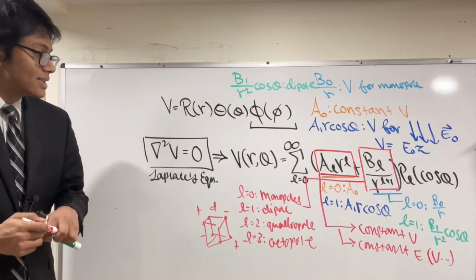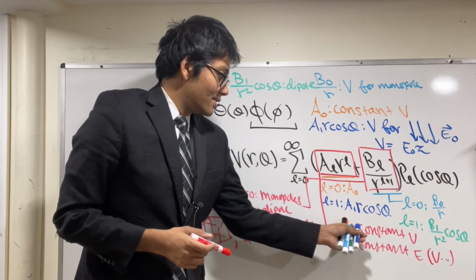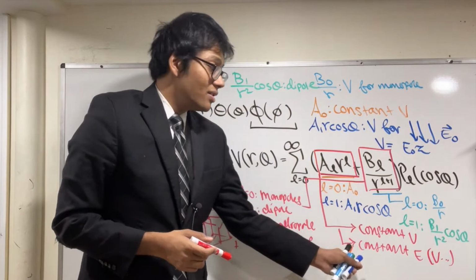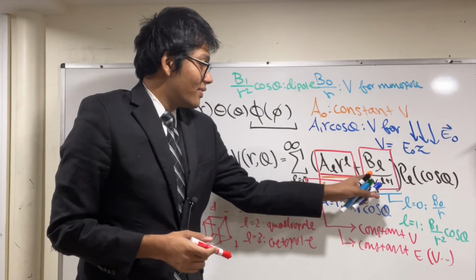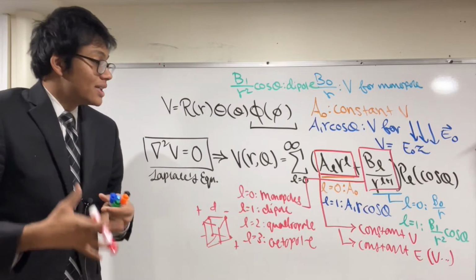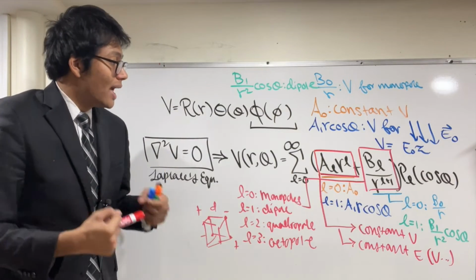All you're doing is adding up the boilerplate stuff, the constant potential, the potential for a constant electric field, and you're adding the monopoles, the dipoles, the quadrupoles, the octopoles. So that's really what you're doing here. So hopefully that gives you a sense of why we have what we have.